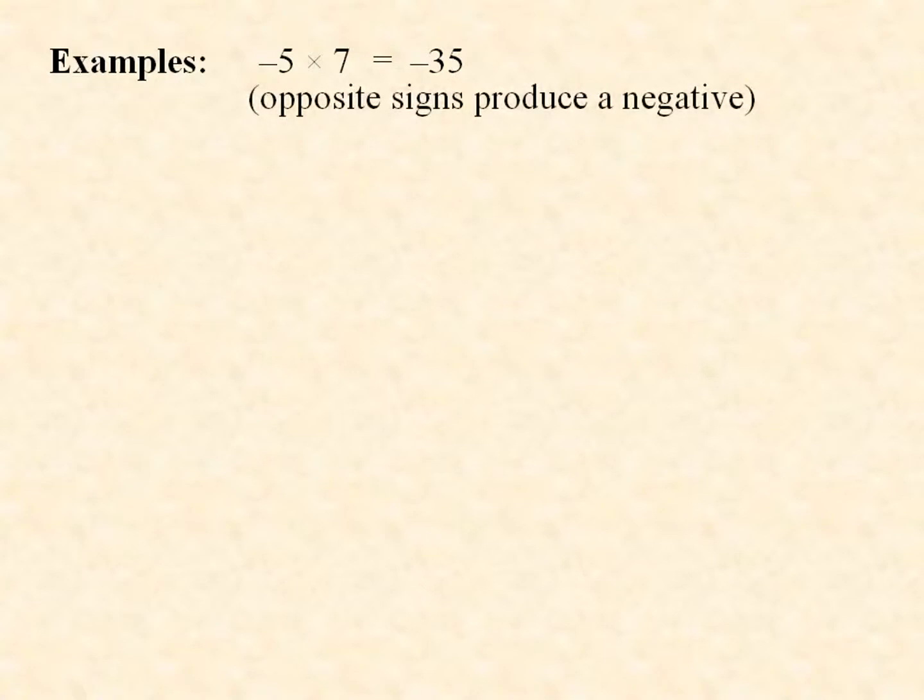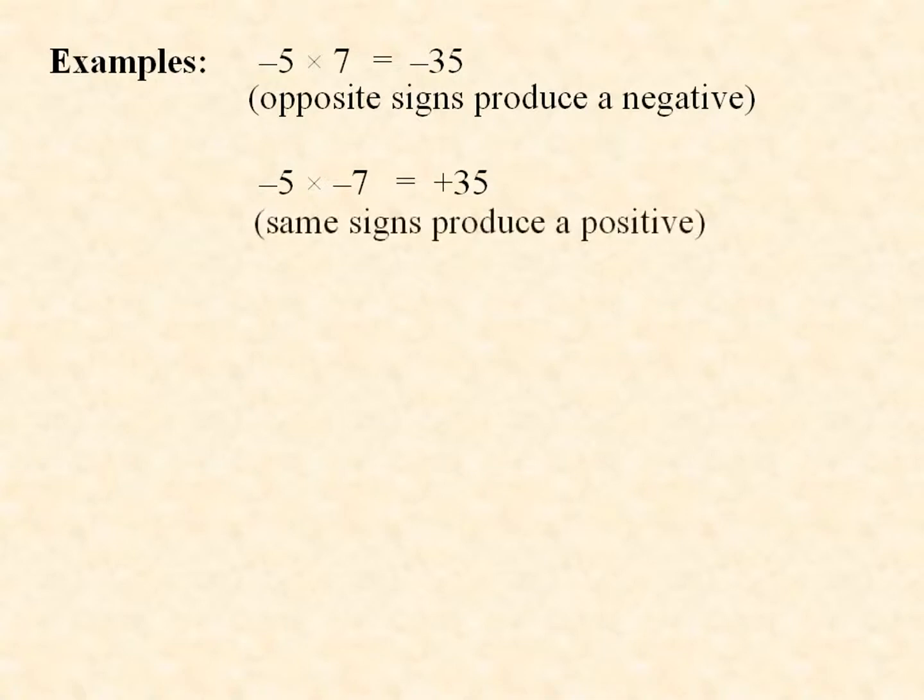Here are some examples. Negative 5 times 7 is negative 35 because opposite signs produce a negative. A negative times a positive is a negative. Negative 5 times negative 7 is positive 35 because the same signs produce a positive. 2 negatives multiply to a positive.